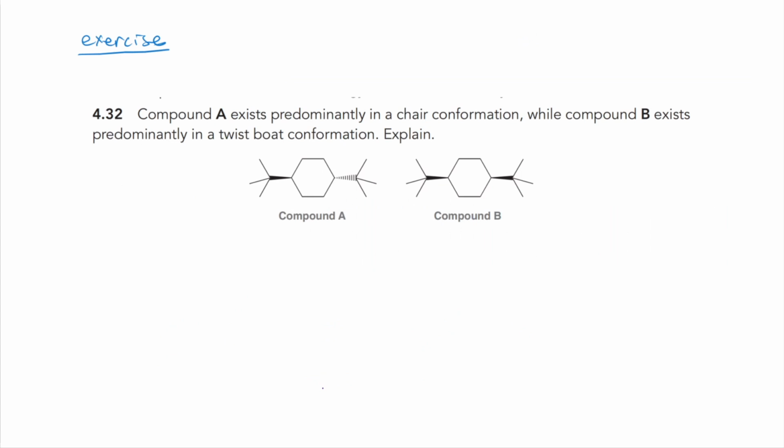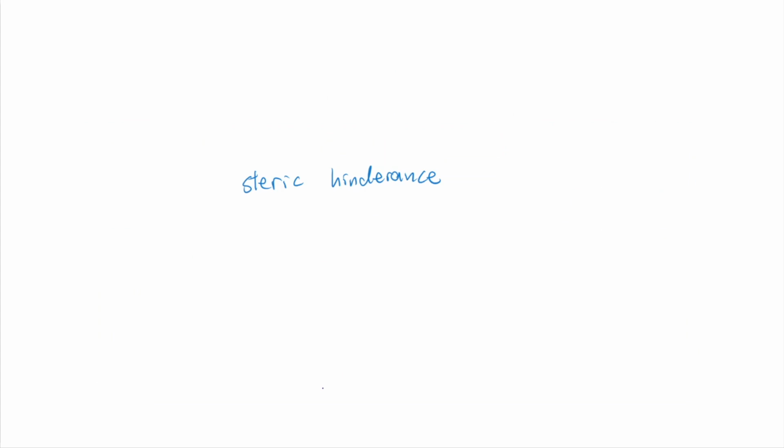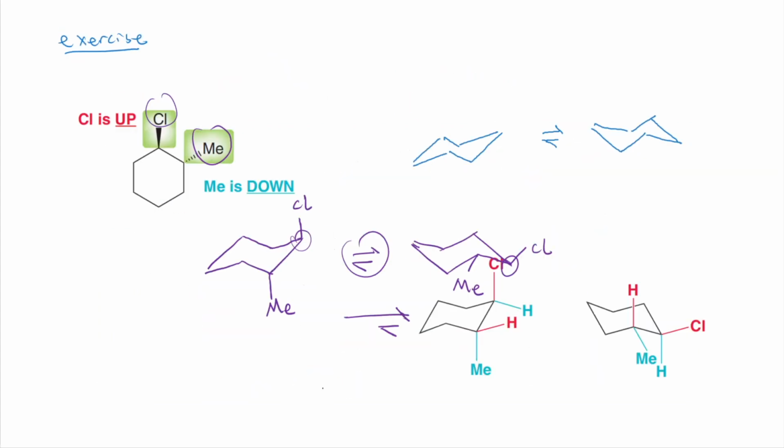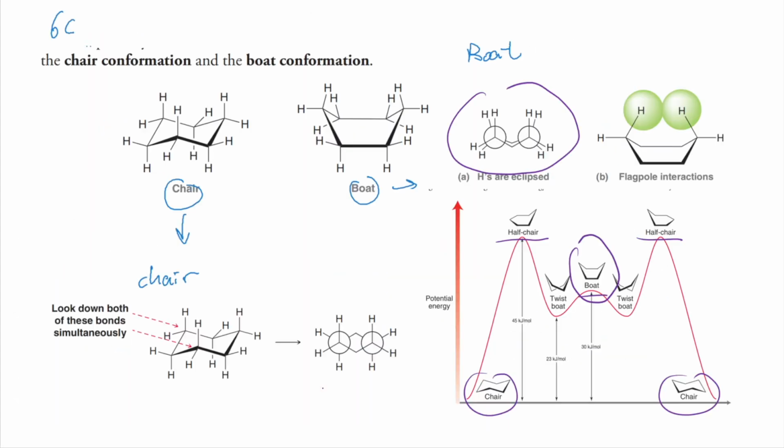Okay, now we have an exercise. Compound A exists in the chair conformation, while compound B exists in the twist boat conformation. Can you explain that? I want to show you the twist boat conformation. It's here. So twist boat.